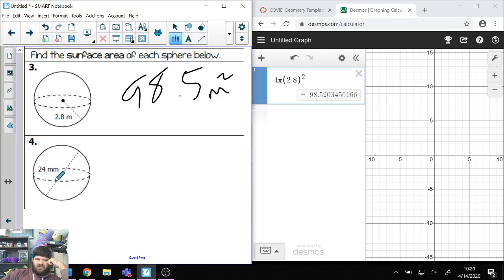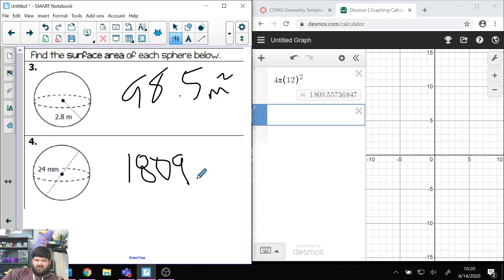The other thing to point out here, this is going to be the diameter in this one. The diameter is 24. That means the radius is going to be half of that, which is 12. So we don't even have to write a new one. You can just literally erase this, change it to 12, 1809.56. So whatever you need to round it to, this one's millimeters, units are still squared. This is cheese. That's the easiest way to do it.